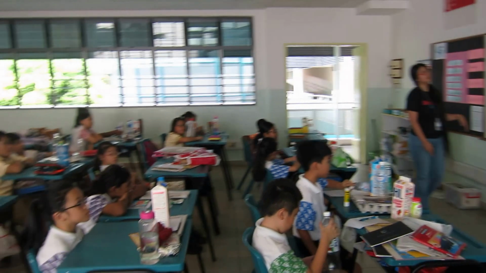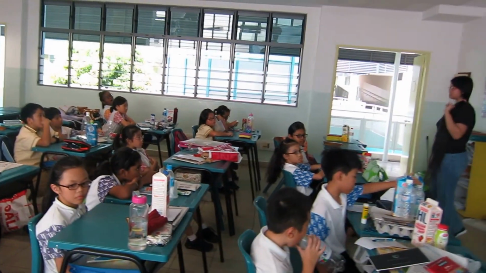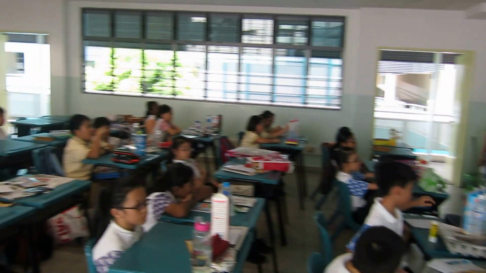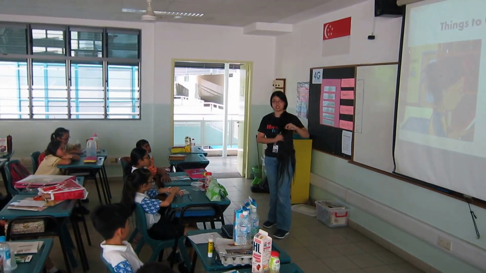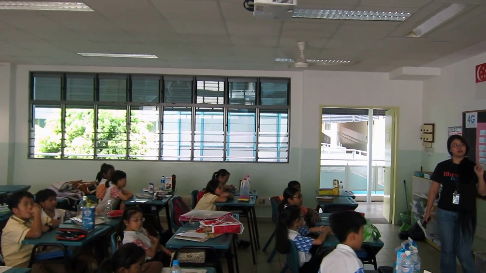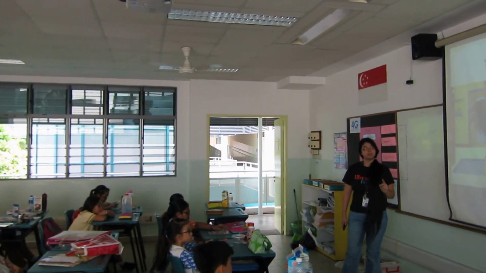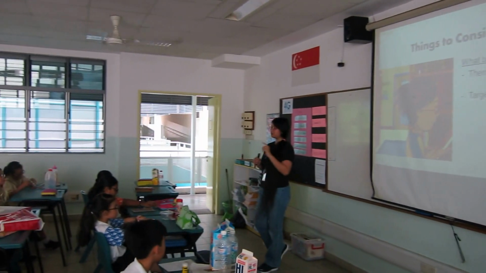Now, one more thing to consider: what books do I put up? This is very, very important, because without a book display, without books, your display is just a display. It's not a book display. Okay, it's a display. That's it. Now, first of all, you must make sure that it follows your theme. Then you must make sure that the books that you choose are suitable for your target audience.